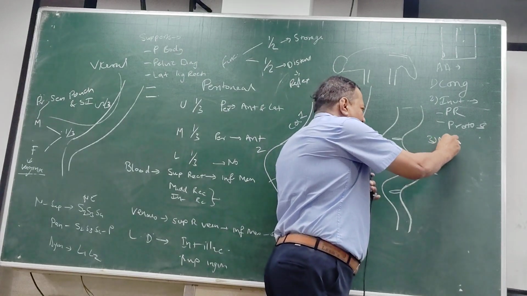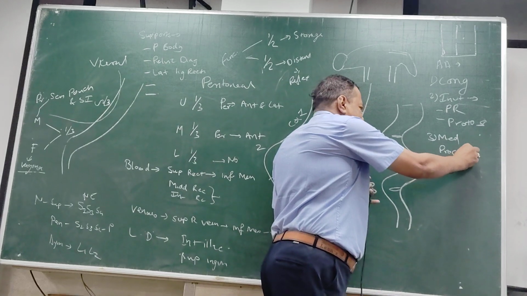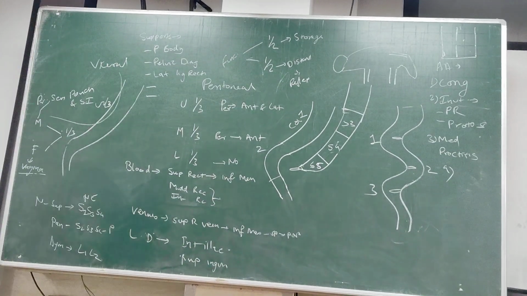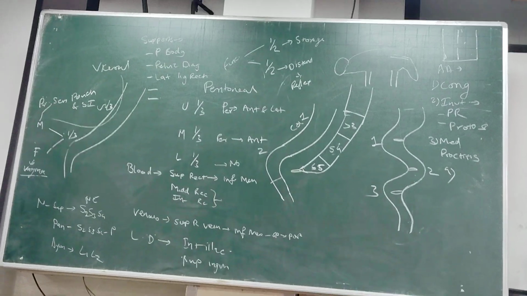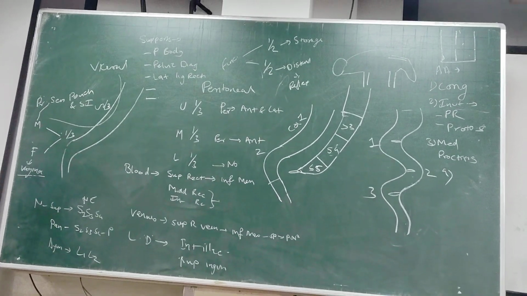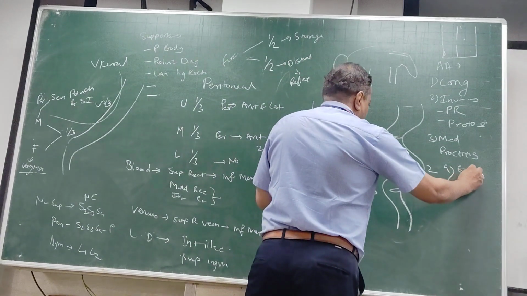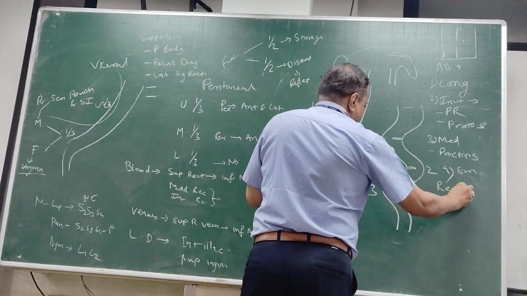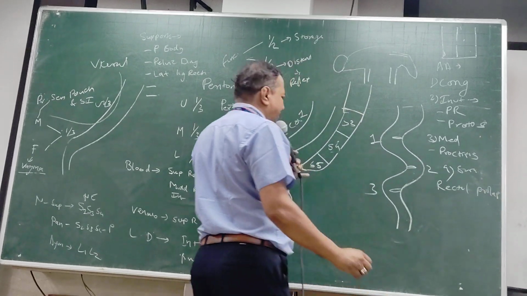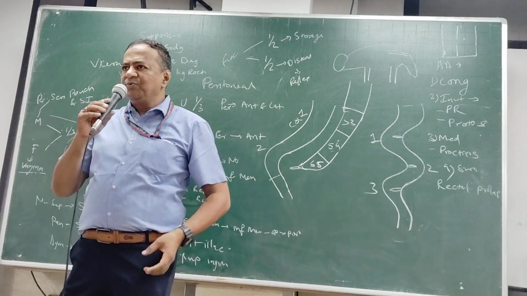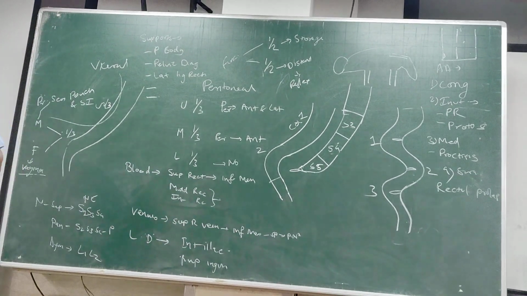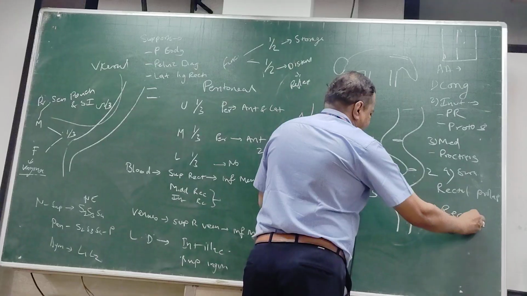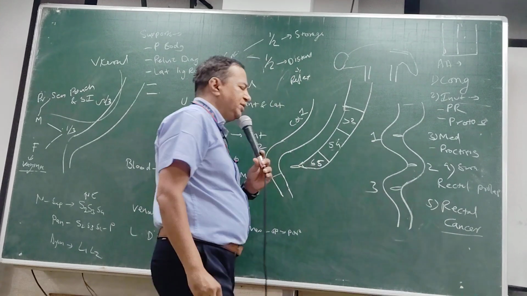Proctoscopy. 3. Medical problems. Medical problem is proctitis. Proctitis is inflammation of rectum. 4. Surgical. Now one thing you need to know. Also in medical problem, or in surgical problem, you have to write about rectal prolapse. Multiple reasons for that. Mucosa prolapsing. And 5th point, rectal cancer. I'll talk about rectal cancer towards the end.